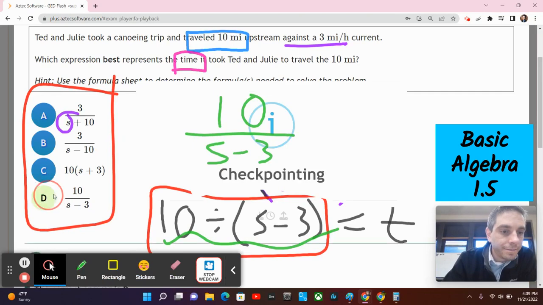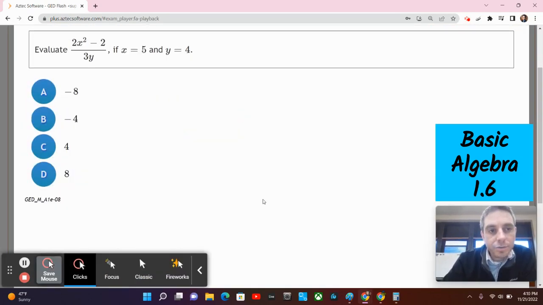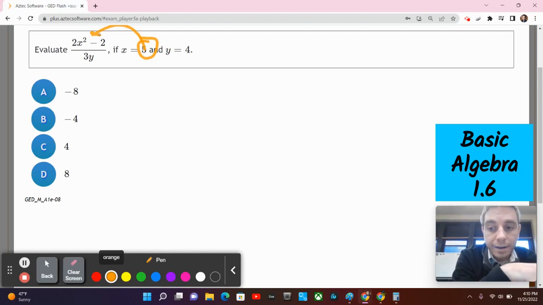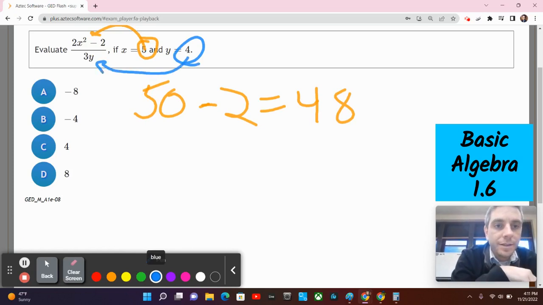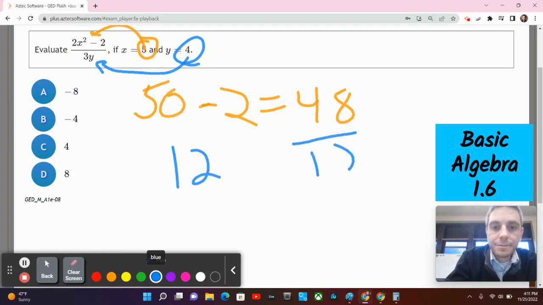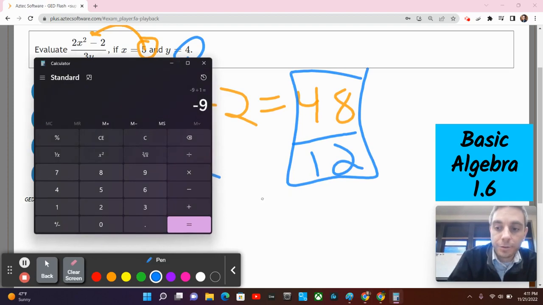Answer choice D. Evaluate 2 times x squared minus 2, all over 3 times y, if x equals 5 and y equals 4. Evaluate is another word for solve. So in this question, we're actually going to get an answer, and you can see that in our multiple choice selections there. 5 to the second power is 25, and 2 times that is 50. Now, if y is equal to 4, then 3 times 4 is 12. So that's the bottom of the fraction. And we're going to end up with 48 over 12, or 48 divided by 12, which is equal to 4.